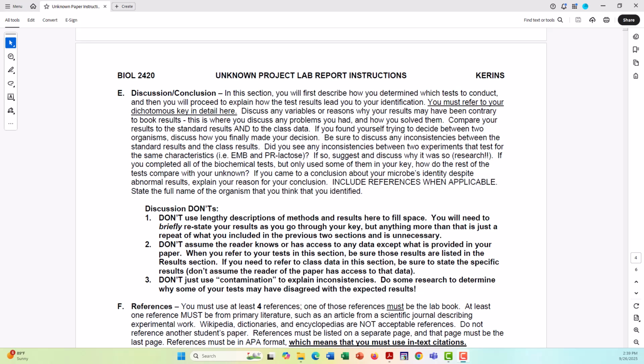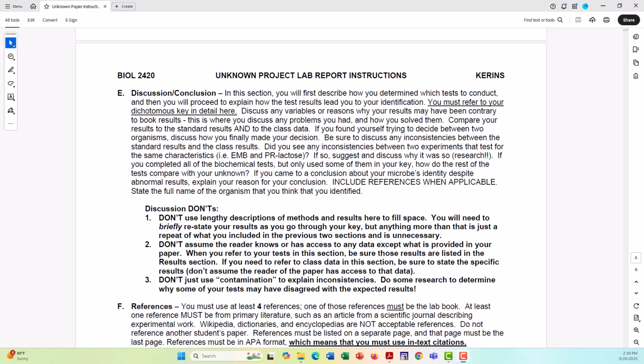Here's what I don't want in this section. Do not, I mentioned this earlier, give me descriptions of your methods and lengthy descriptions of your results. Like, I don't want to hear again that your PR lactose test was yellow, which means it's positive. You already told me it was yellow in your results section. Just restate the result, positive or negative, as you're going through your key.